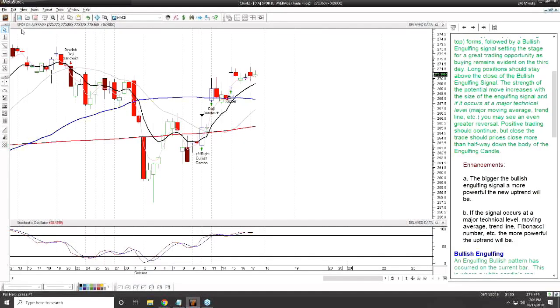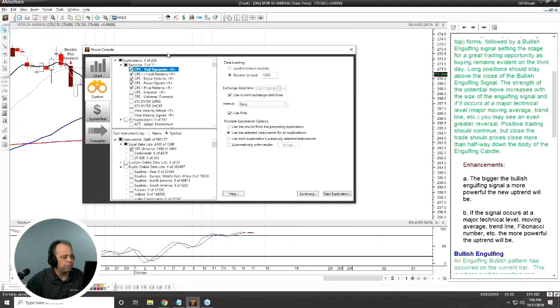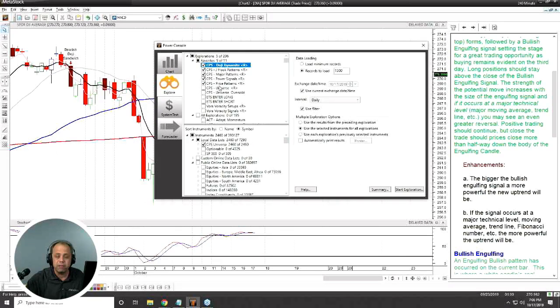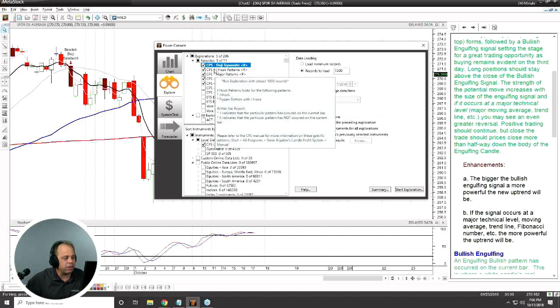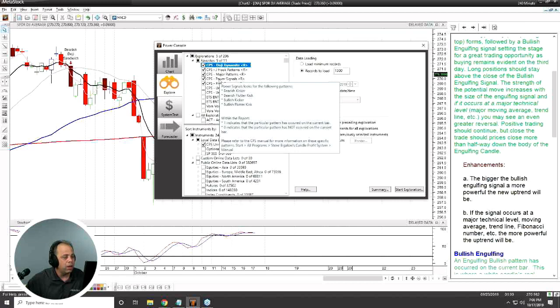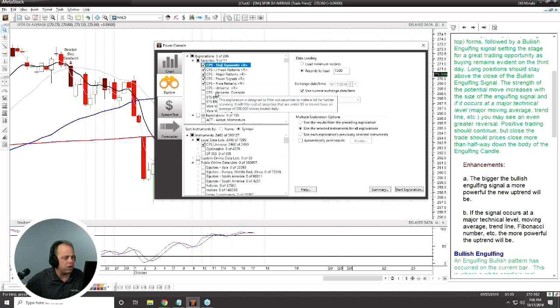So I'm going to open up what we call the Power Console here. Okay. And I've marked these as my favorite scans, so they show up right at the top of my list. And you'll see there's a Doji Dynamite, a J-hook pattern, a major pattern, a power signals, a price patterns, a universe, and a universe oversold.